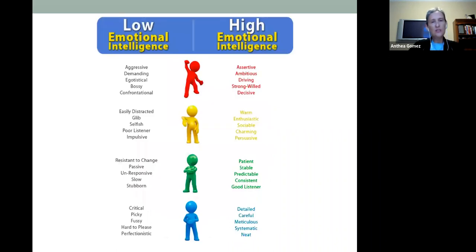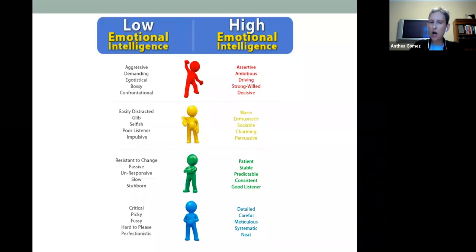So I felt this was a really good way to take a look at how low emotional intelligence plays out versus high emotional intelligence. And I love my little colorful avatars here. So my red avatar with high emotional intelligence comes across as assertive and ambitious, decisive. Whereas if the avatar had low emotional intelligence, their behaviors would be exhibited as being aggressive, demanding, bossy, etc.